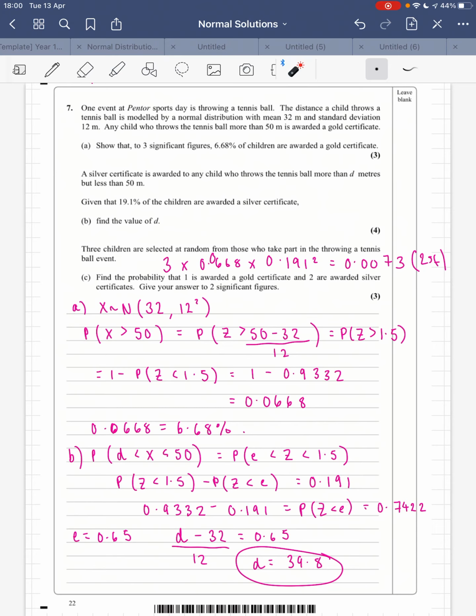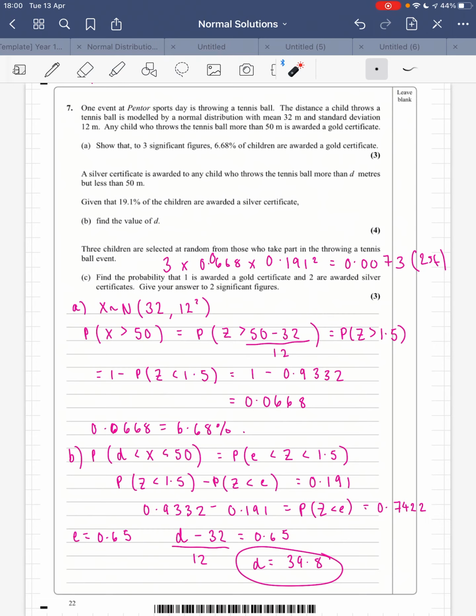And when you work that out, you get 0.0073, two significant figures. I'm not sure why I chose 2 significant figures, because that's what it says in the question. And then that's that question done.